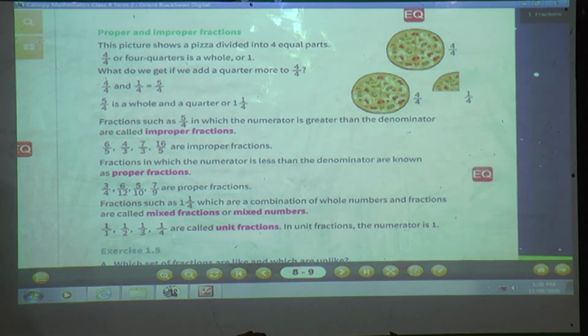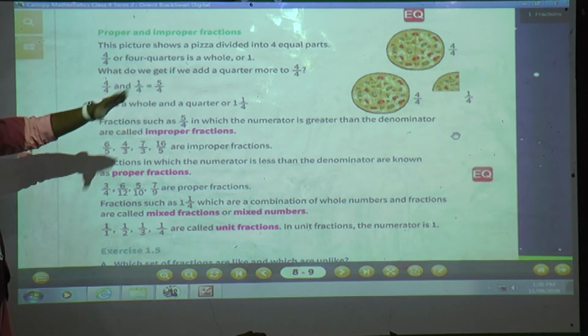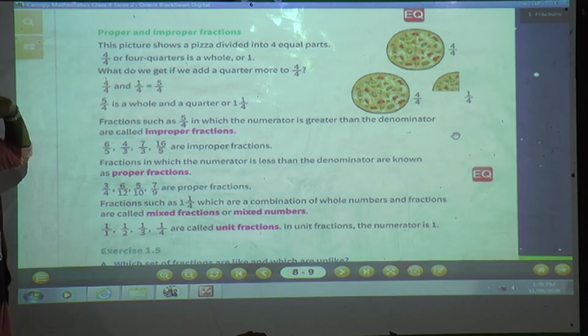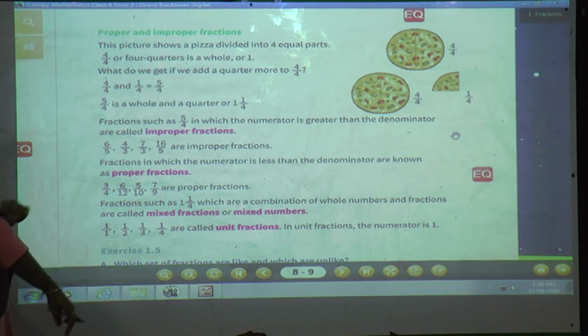This picture shows a pizza divided into 4 equal parts. Can you observe the pizza here? Do you like pizza, students? Yes, but it is fast food. You should not eat it regularly. Okay, it's fine. Like once a month, it's okay, but it is not good for health. Now, what can you see? Pizza. So don't go into pizza-eating mode. Just see properly what I am teaching here. Okay, come back to maths class.